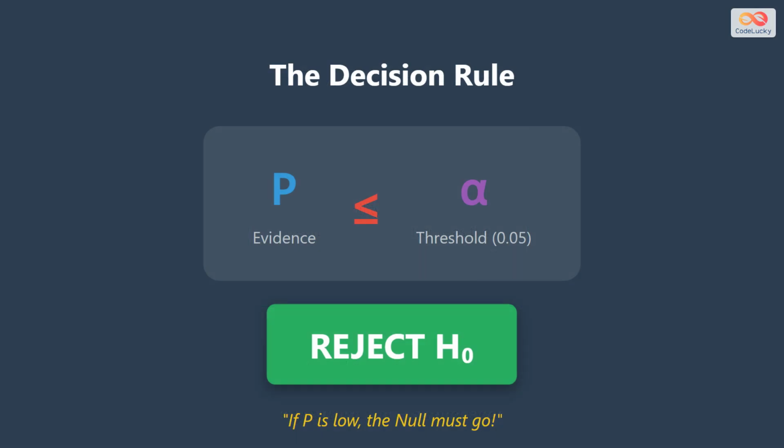Here is the golden rule of hypothesis testing. We compare our evidence, the p-value, against our threshold alpha. If p is less than or equal to alpha, we reject the null hypothesis. Why? Because the probability of seeing such data by random chance is so low that we simply don't believe it was chance. We conclude the effect is real. A helpful rhyme to remember this is, if p is low, the null must go.